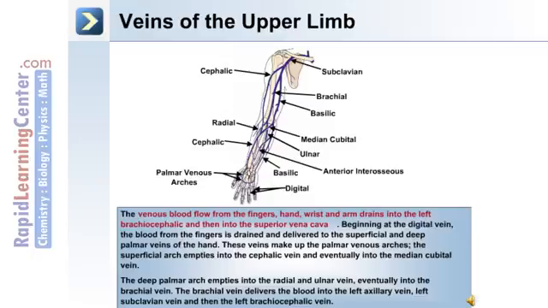The superficial arch empties into the cephalic vein and eventually into the median cubital vein. The deep palmar arch empties into the radial and ulnar veins. These eventually empty into the brachial vein. The brachial vein delivers the blood into the left axillary vein, left subclavian vein, and then the left brachiocephalic vein.